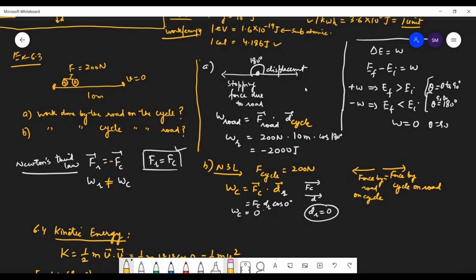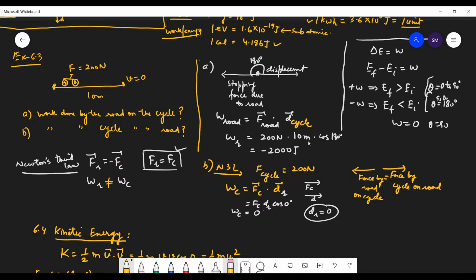In the first part, we need to find the work done by the resistive force. So work done by the road. R is for the road and C is for the cycle. Work done is equal to F dot d. So work done by the road is equal to the force applied by the road on the cycle, and the displacement is of the cycle.